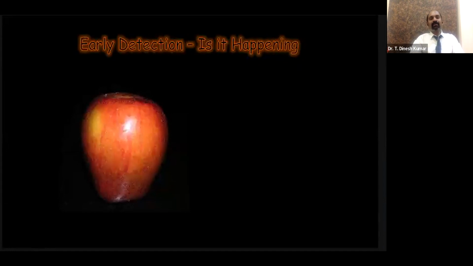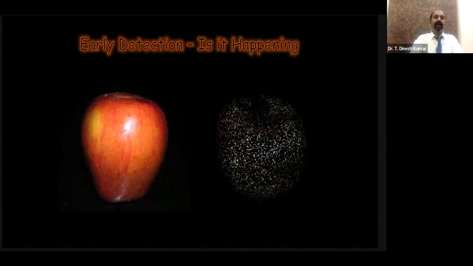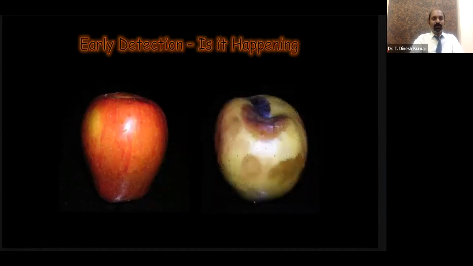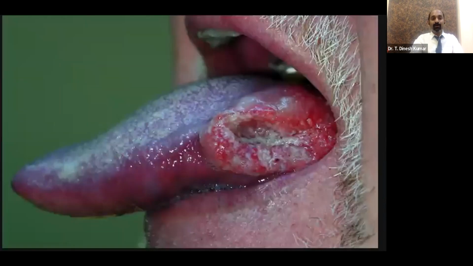So now, is early detection really happening? So what do you do with this apple? When you see this apple in a fridge, obviously you take this apple and eat, and somebody has told you an apple a day keeps the doctor away. But what do you do with this? It's obviously rotten, you throw it out. But what do you do with this?